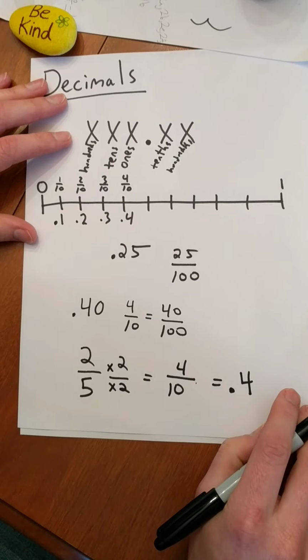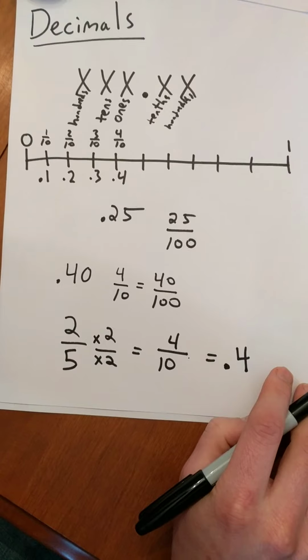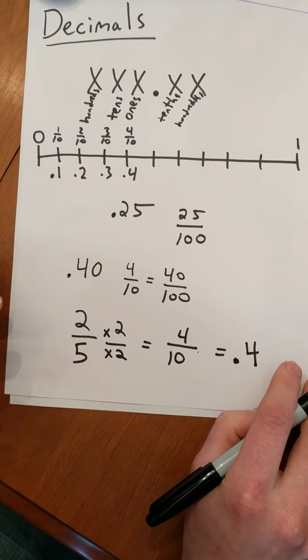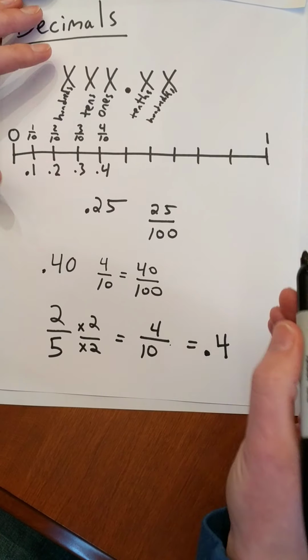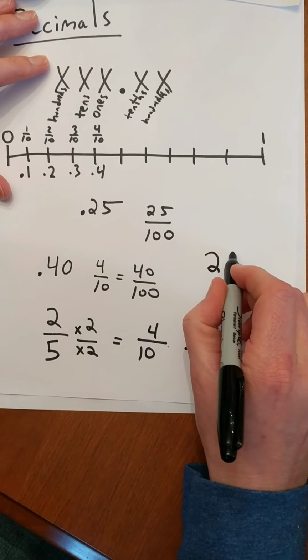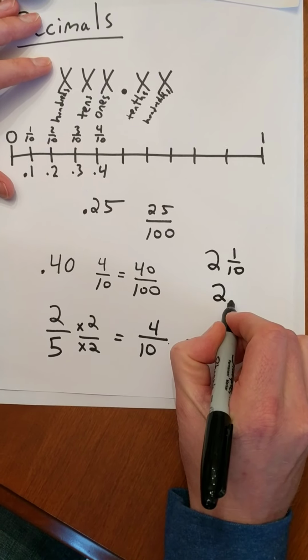So there will be more lessons about decimals coming up. We're going to talk about, again, money and doing some operations. It's not that different from doing operations with whole numbers. Remember, if you have a mixed number of, let's say, 2 and 1/10, that's the same thing as saying 2.1.